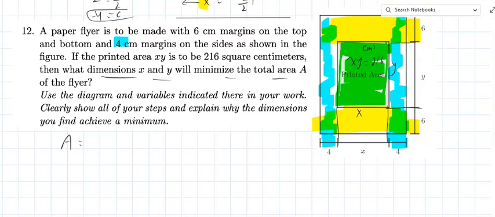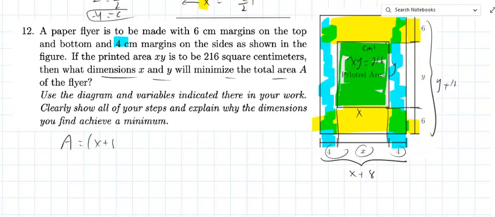Total area is this length. If this is X, this is 4, this is 4, so X plus 4 plus 4 is X plus 8. And the width is Y plus 6 plus 6, which is Y plus 12. That is X plus 8 times Y plus 12. If I FOIL this out, that's xy plus 12x plus 8y plus 96. Is that right? 8 times 12 is 96, yep.